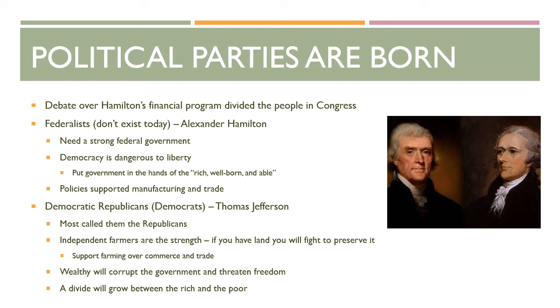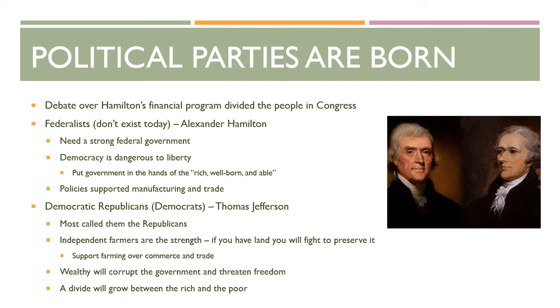A lot of the arguments were that they needed a strong federal government, especially to start the country. They knew the Articles of Confederation had failed, and they needed that main government to have some power. They also believed that democracy is kind of dangerous to freedom, dangerous to liberty. You need to put the government in the hands of the rich, the well-born, the able, the educated, all that kind of stuff, so that they can make good decisions for us. So it shouldn't just be mob mentality. We don't want that, because it'll end up bad.